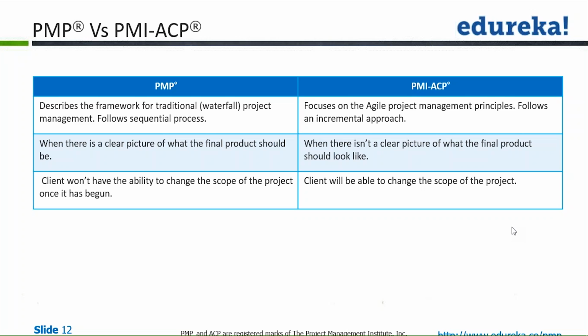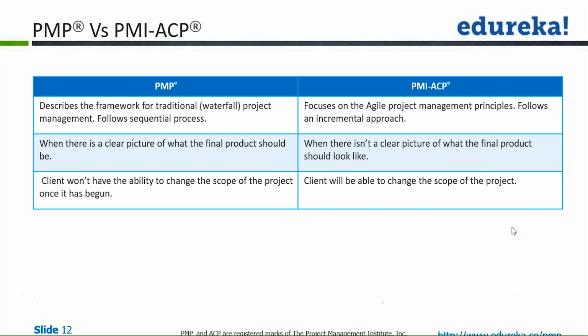Important point to understand: if you have a very clear picture of how the final product is going to look like, you are going to use this traditional waterfall approach. Where you do not have a very clear picture of how the final product is going to be or how it should look like, you will decide as you move, then you will have to use the agile approach.